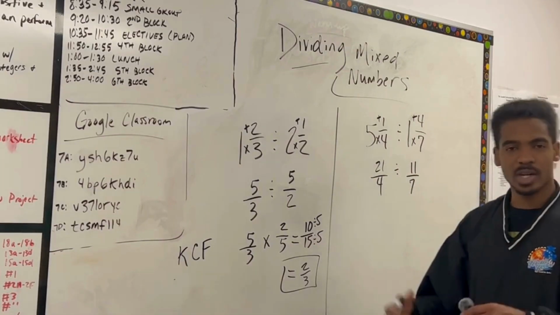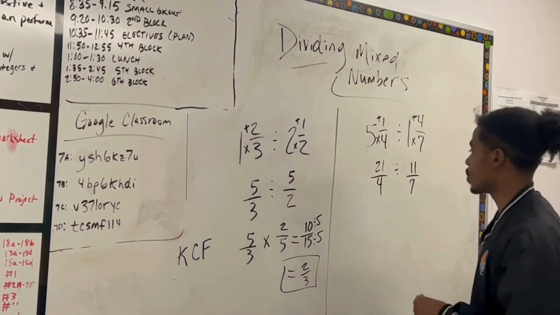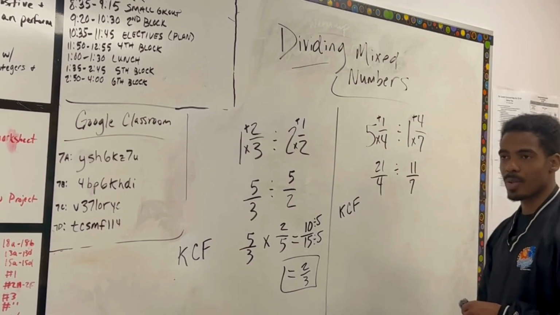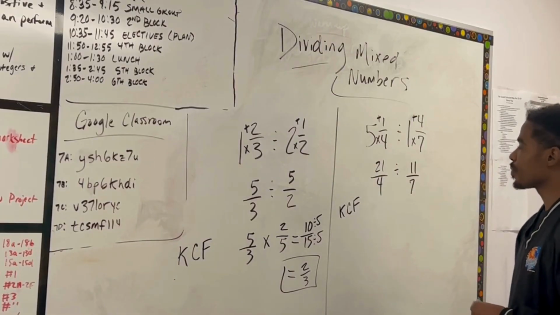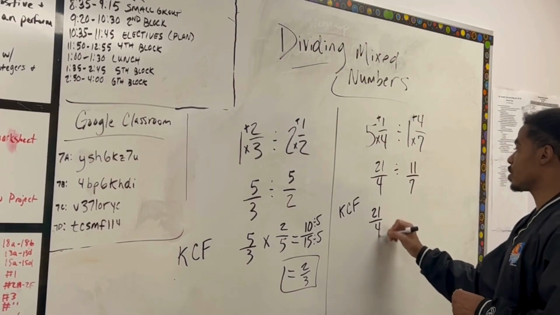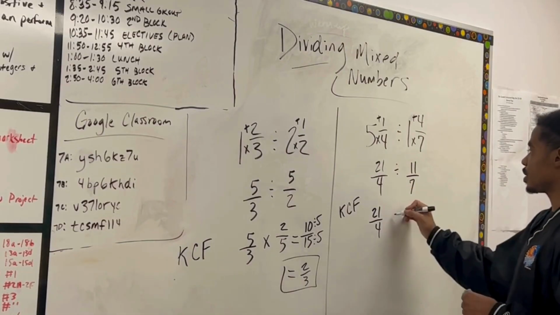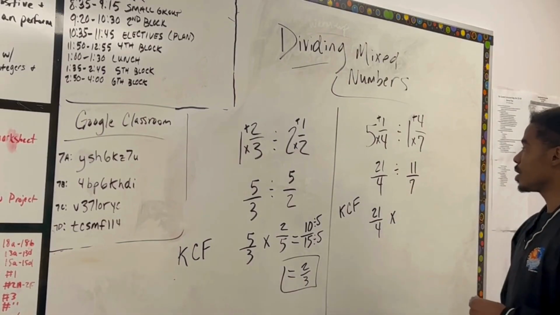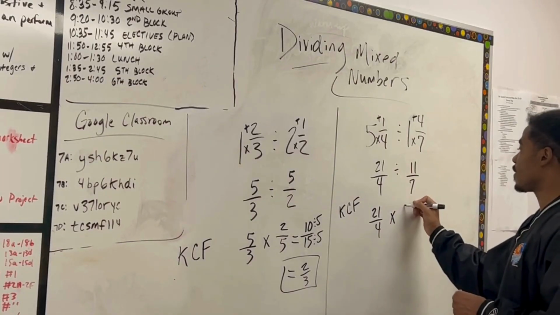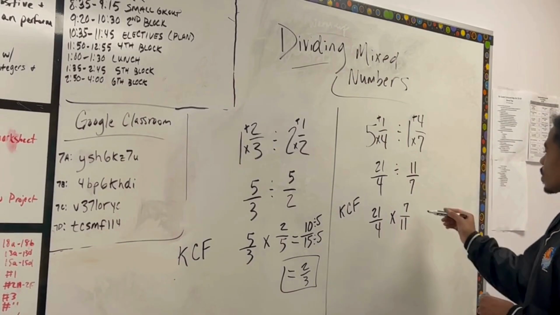Remember, you cannot divide fractions. Fractions are the same thing as division, essentially. So what we're going to do is keep, change, flip. You want to keep that first fraction as it is, so that's 21/4. We're going to change this division to multiplication, so that'll be times. And then we're going to flip 11/7, and we're going to make that 7/11.